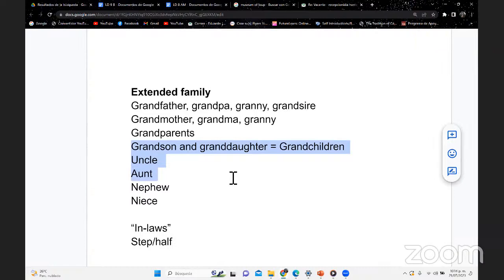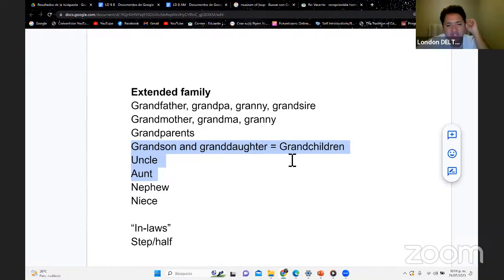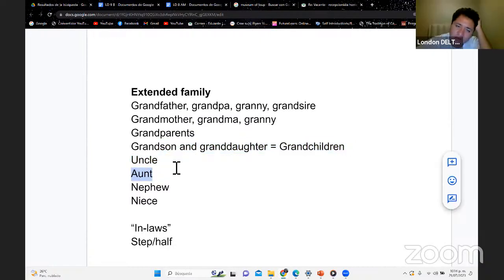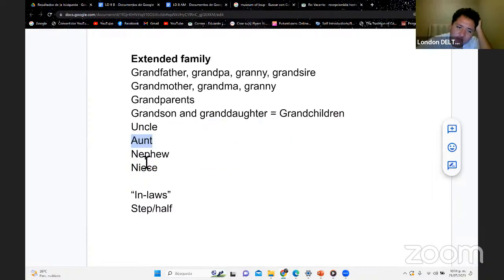Grandson and granddaughter. Granddaughter. Please repeat. Grandson. Granddaughter. Grandchildren. Children, uncle, aunt. Good. Aunt. Good, very well. Can you please help me read the next two words, please, Monica?